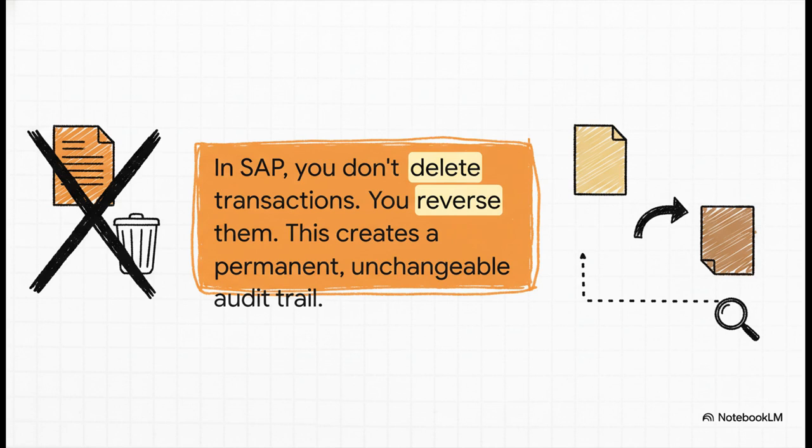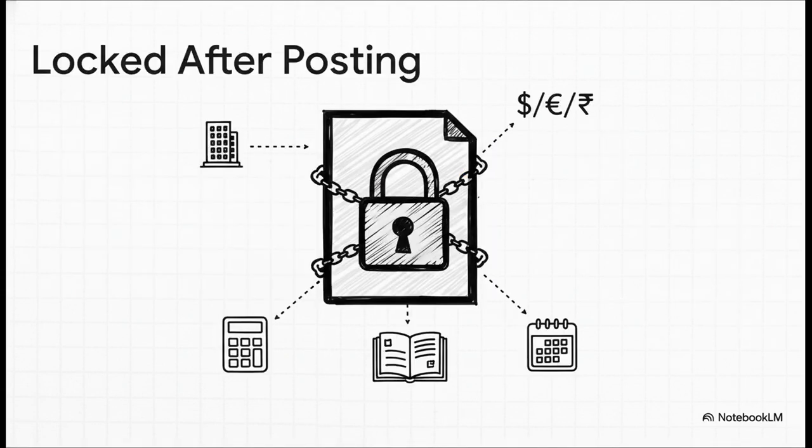It's just not possible. Made a mistake? Too bad. You can't just erase it. What you have to do is post another transaction that's the exact opposite to cancel it out. Why? It's all about the audit trail. This way, there's a permanent record of everything that ever happened, the original mistake and the correction. Auditors love this. And to take that a step further, look at this list. Once a transaction is in the system, these key pieces of information are locked down forever.